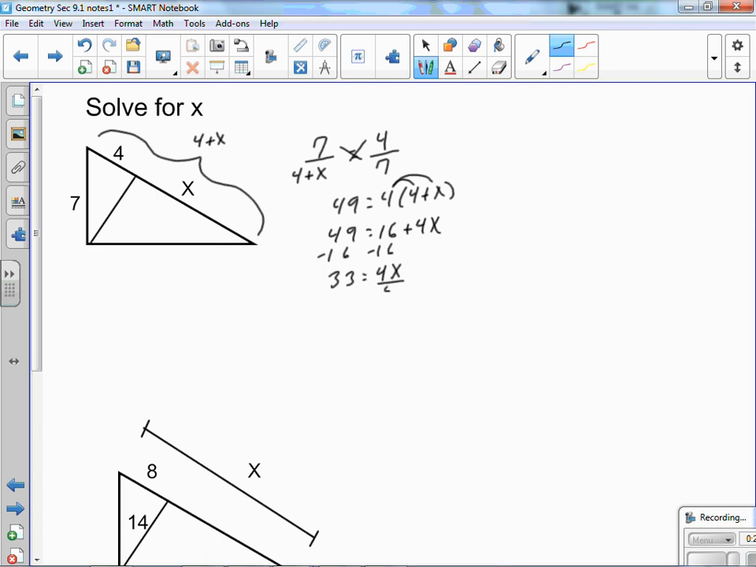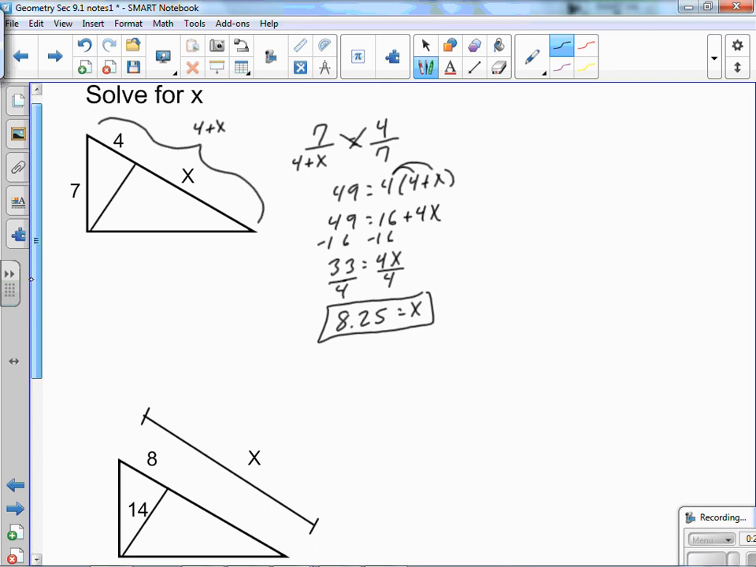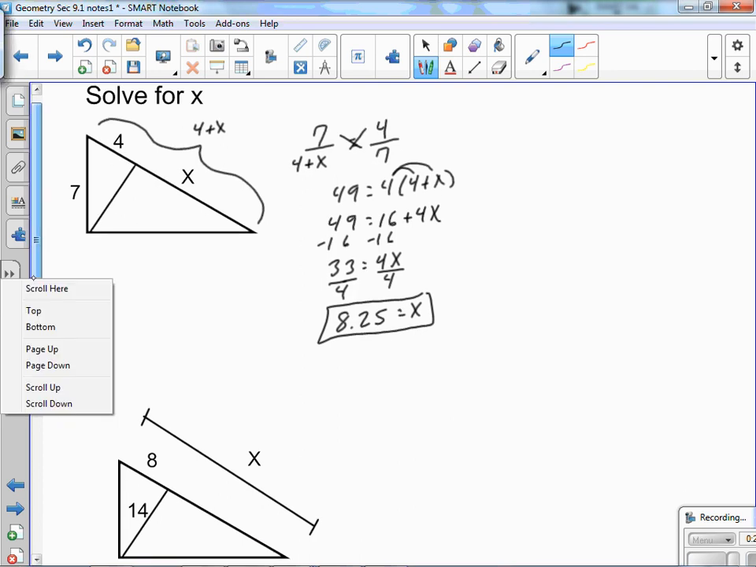And divide by 4. And 33 divided by 4 is 8.25. Don't have to round that one because it actually comes out at exactly 8.25. Questions on that one?